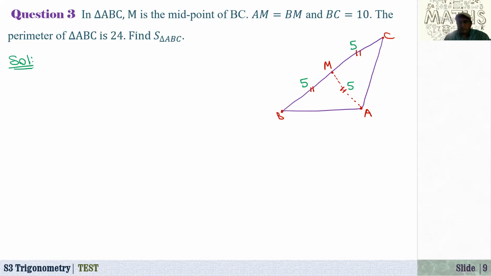Solution. And the AC, that's equal to b, and AB, that's equal to c. What is the perimeter? It is b plus c plus the length of BC, so that's equal to 10. That's equal to 24. Now from here, we can see the relation between b and c. So b plus c is equal to 14 units. Okay. What is the question? We have to find the area of triangle ABC.